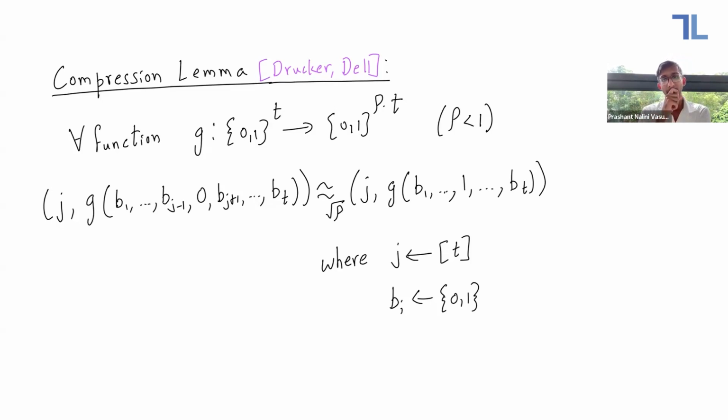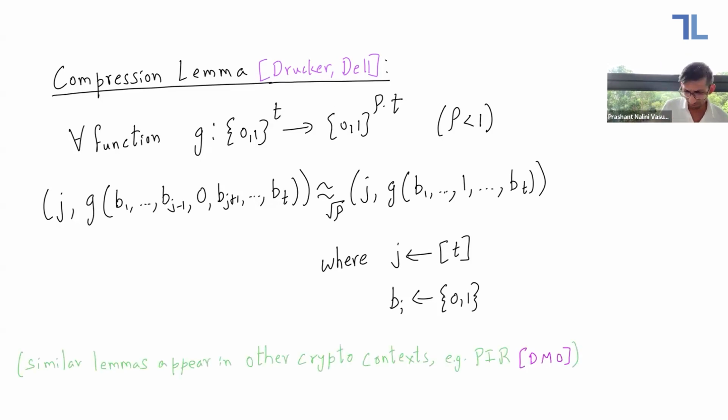And you can even get good bounds on what the distance between these will be, and it will be like square root of rho, where rho is the shrinking parameter there. And this is also tight. You can also show it's tight. It's a nice exercise to show that this is tight. But this is what we have.